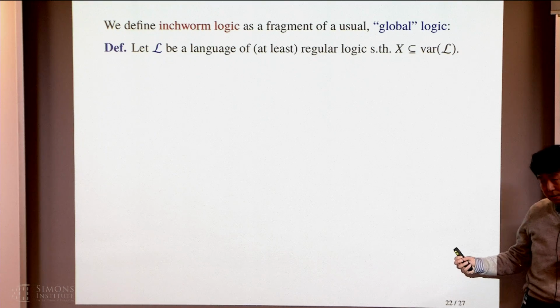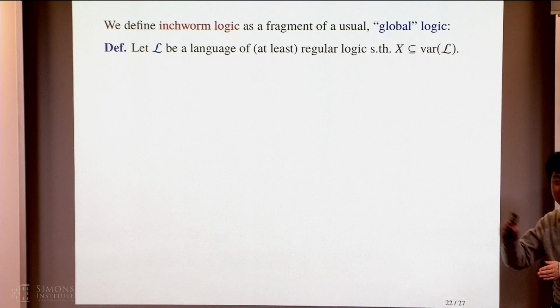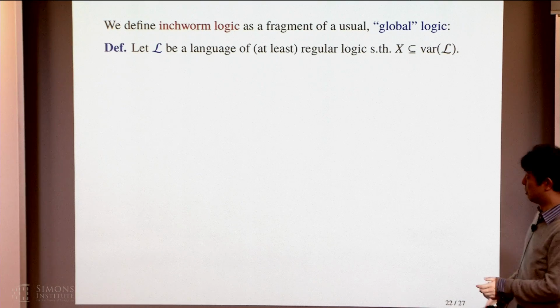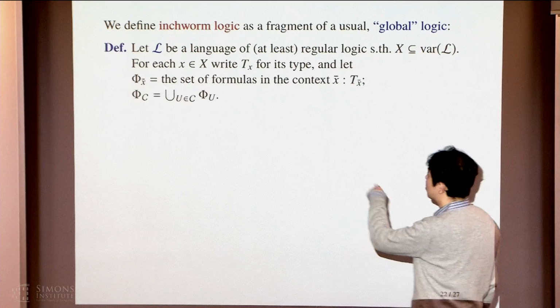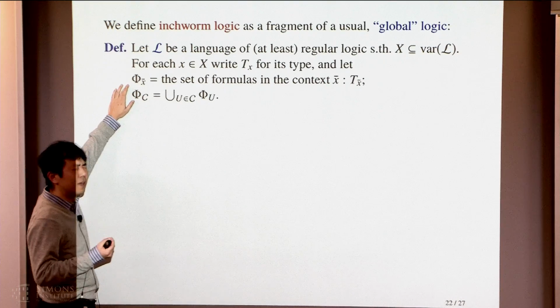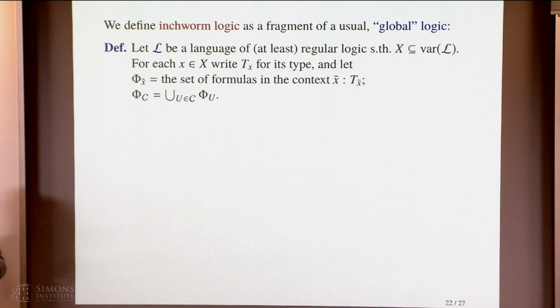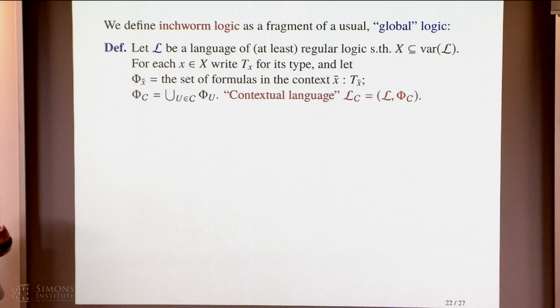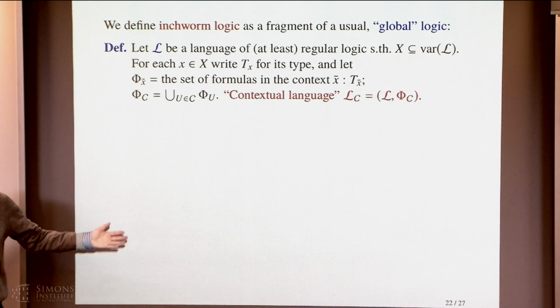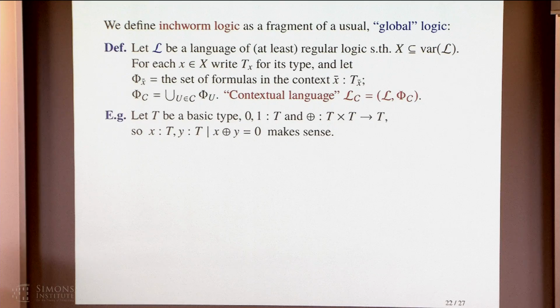So the point is, we are going to define syntax, logic, and semantics of this inch-worm logic as kind of parasitic to a global logic. So you start from a logic, and then you parameterize them into a fragment, an inch-worm fragment of them. So we start from the usual language, and then you take each context, not each valid context, but each legal context, and you take all the formulas in one legal context or another, and then we call it contextual language. So you start from the set of all sentences, and then you say, hey, this is a legal fragment of the language.